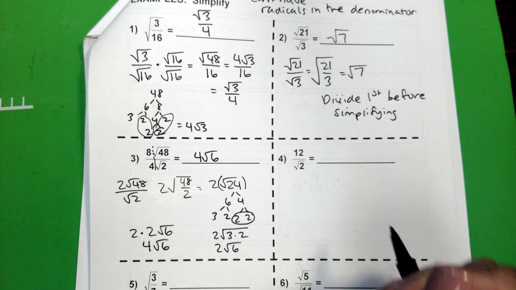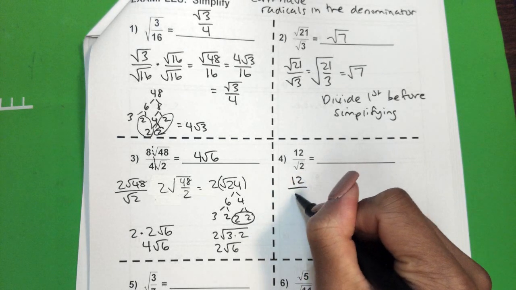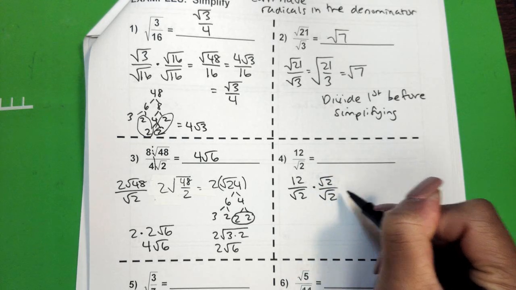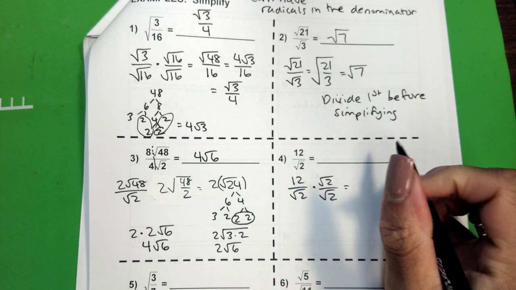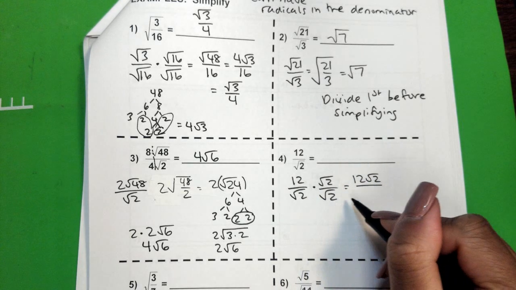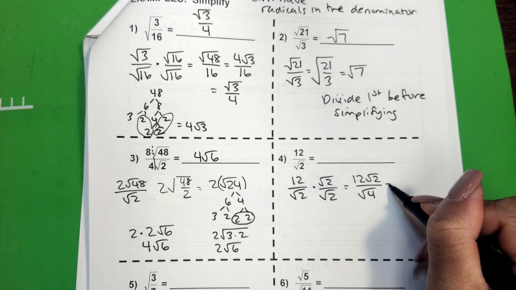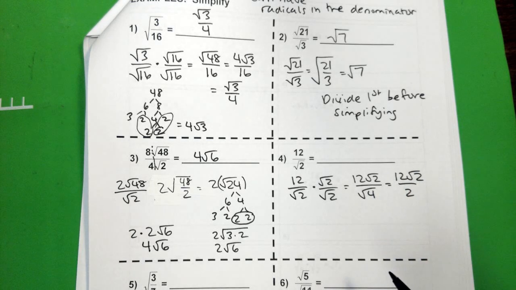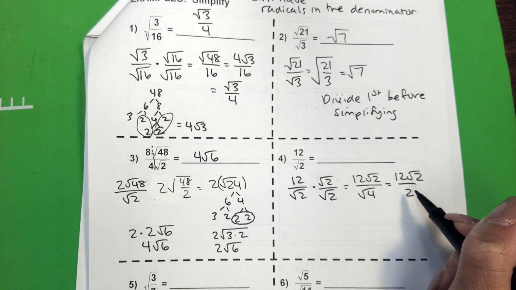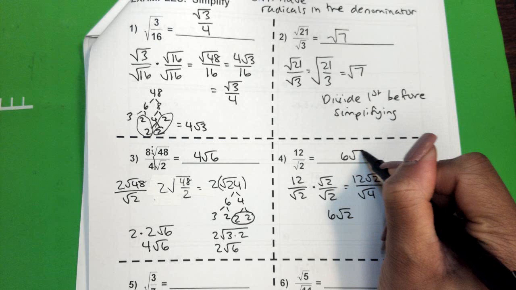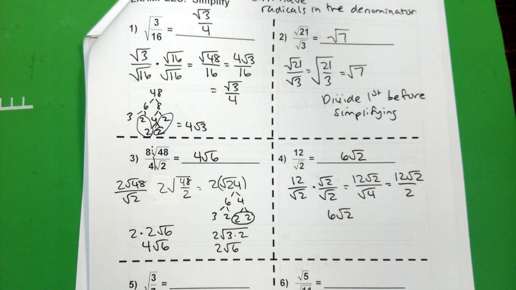Okay, so now number 4. Number 4 is where we will have to multiply top and bottom by its denominator. So 12 square root of 2 is on top, and square root of 2 times square root of 2 is square root of 4, but square root of 4 is also 2. Now, I can simplify 12 over 2, which is 6. So 6 square root of 2 is my simplified answer.